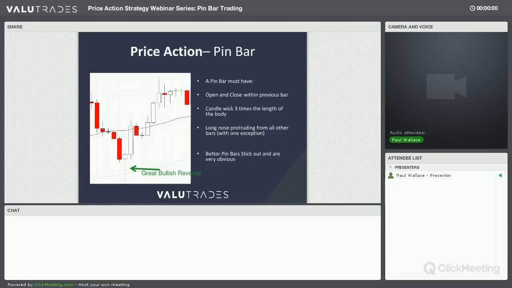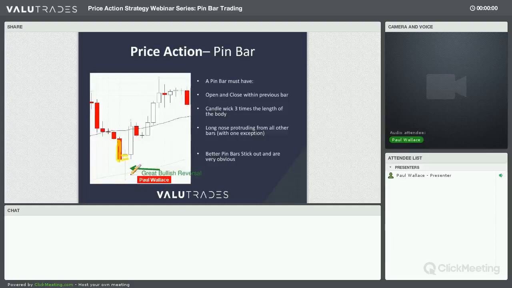These rules keep us from chasing down poor signals. A pin bar must have the open and close within the body of the previous bar. So here we go. That's our pin bar. It's open, and this is where it closed, all within the previous bar.